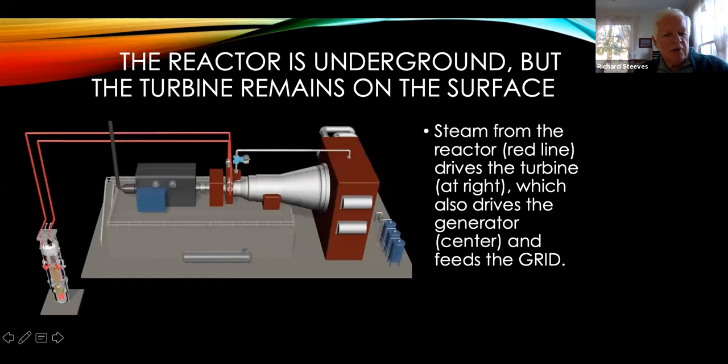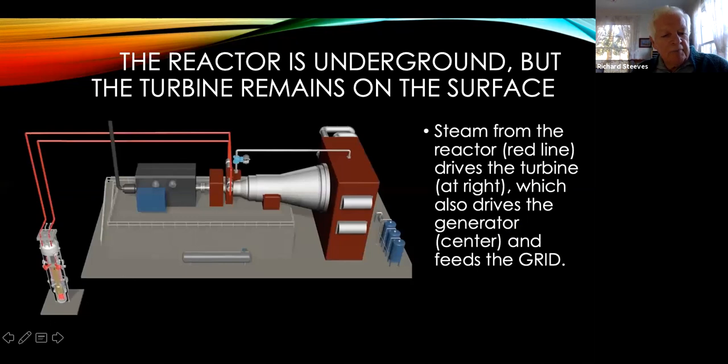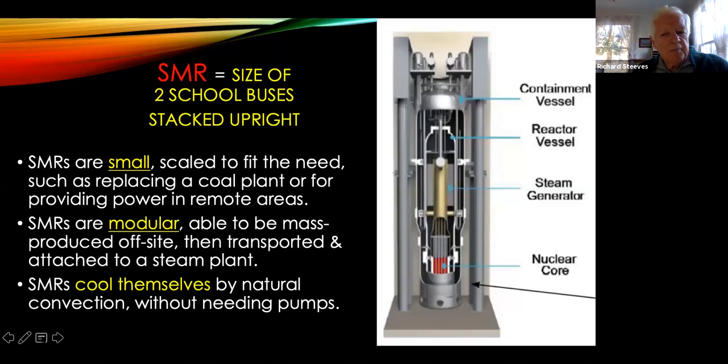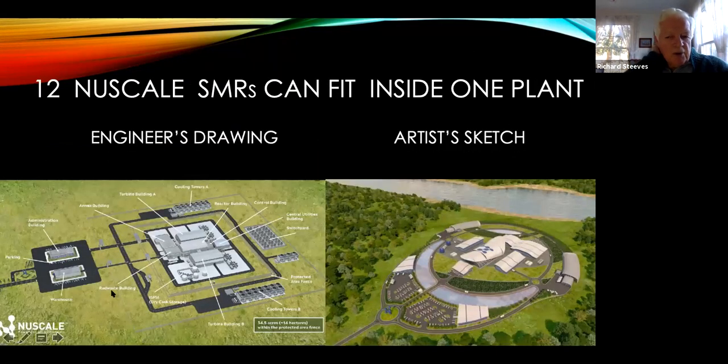So this is an image of an underground NuScale reactor, all self-contained. The red lines are the hot water steam lines, and they go and drive a turbine with some cooling from here, the generator here, sending off the electricity to turbines up above ground. And this is an example of an engineer's drawing on the left, an artist's sketch on the right.